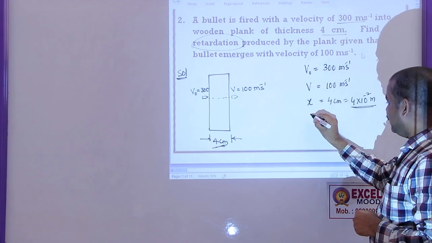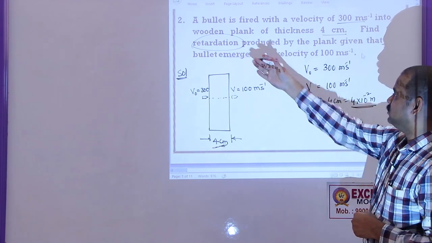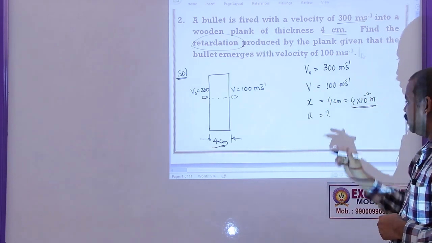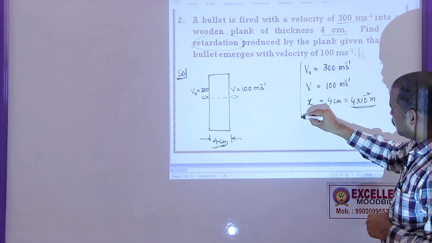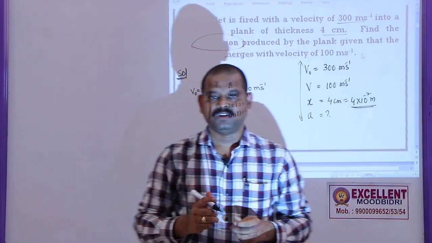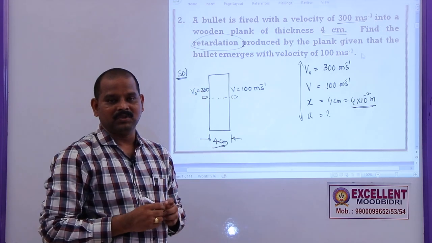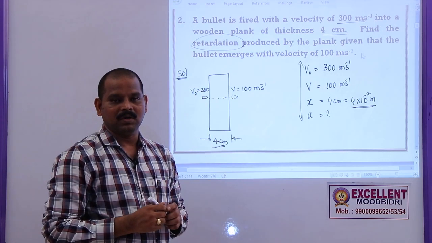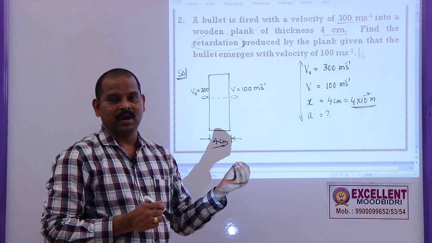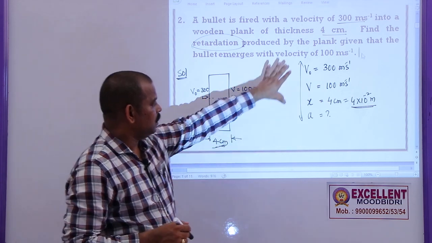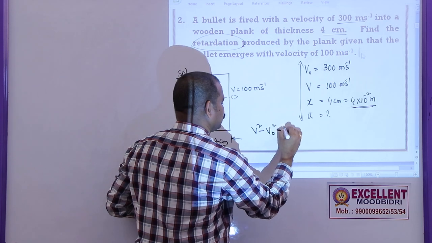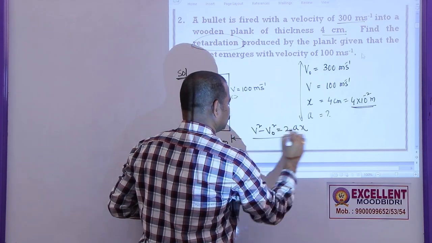Now, I need to find out the acceleration. Actually, it is a retardation, but no problem. That means I am going to get a negative acceleration here. So, what is the formula that will connect all these four? We have four equations of motion in a straight line: v = v0 + at, x = v0 t + half a t square, v square minus v0 square = 2ax, and x nth = v0 + a into (n minus half). In that, we can use this formula: v square minus v0 square = 2ax. So, this is the formula.